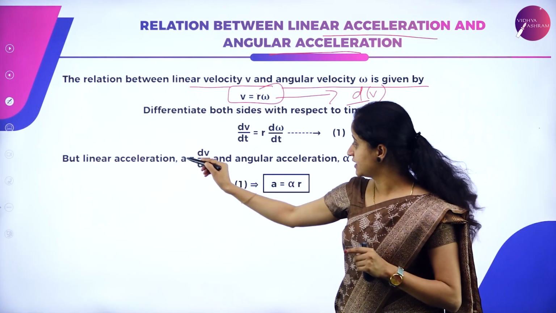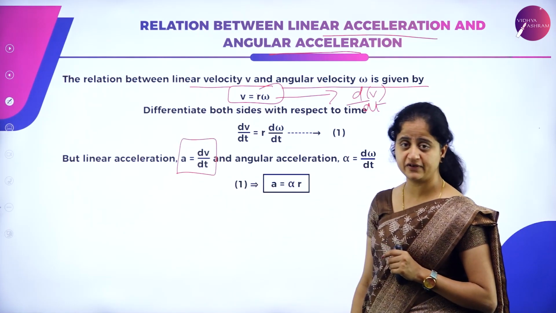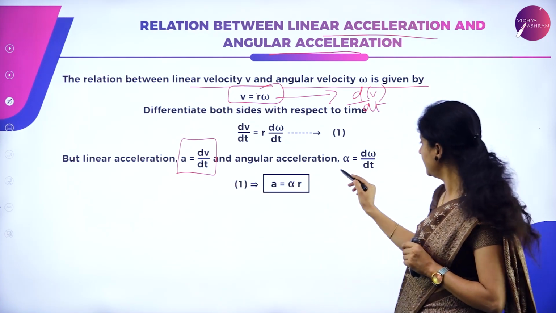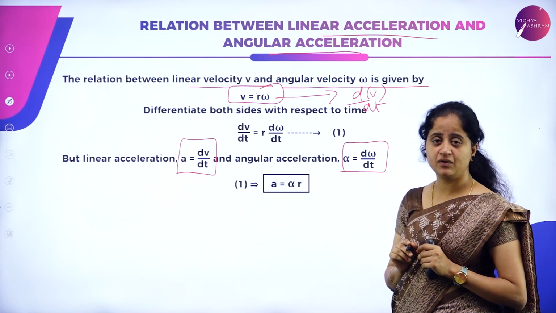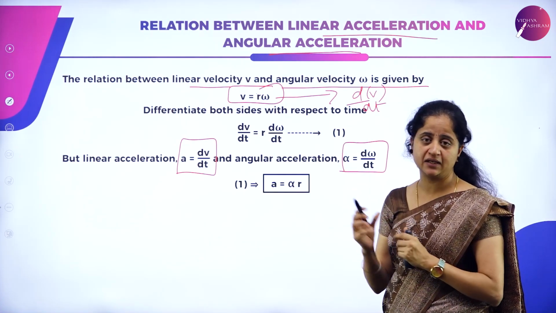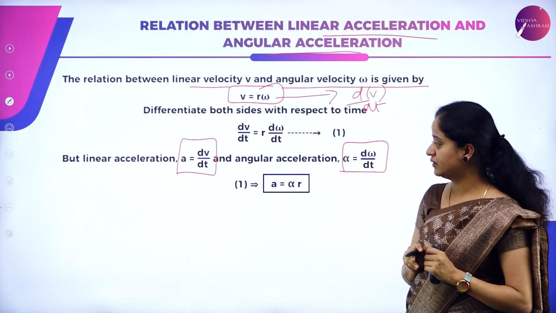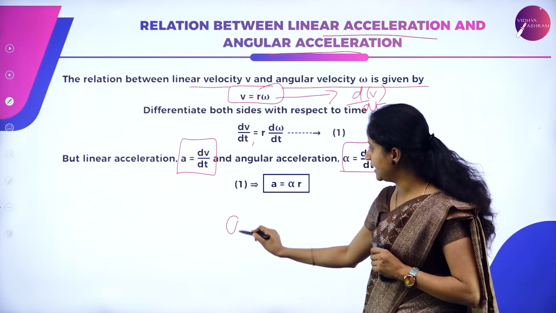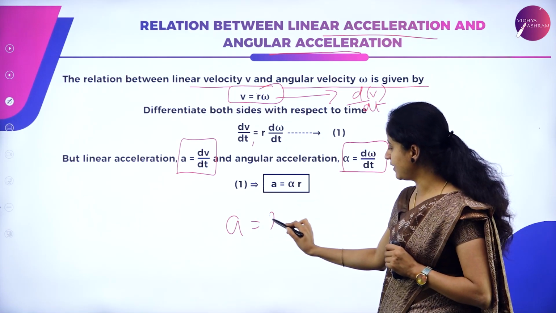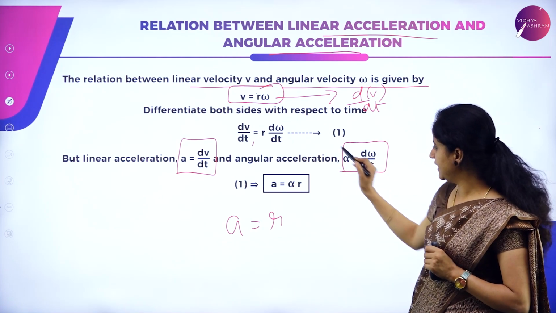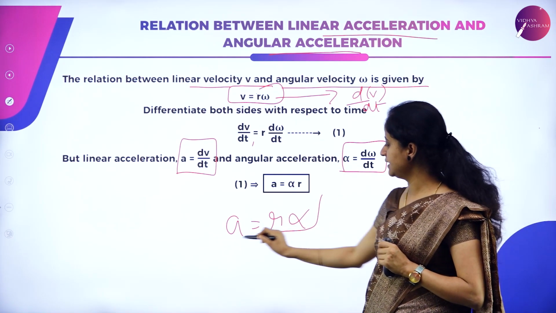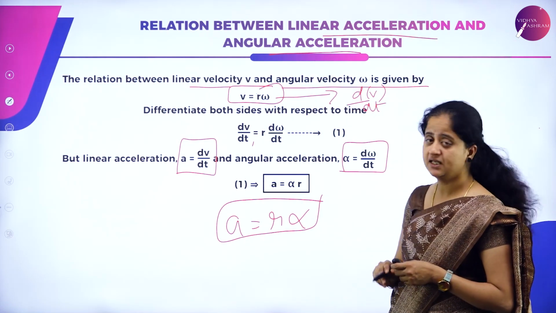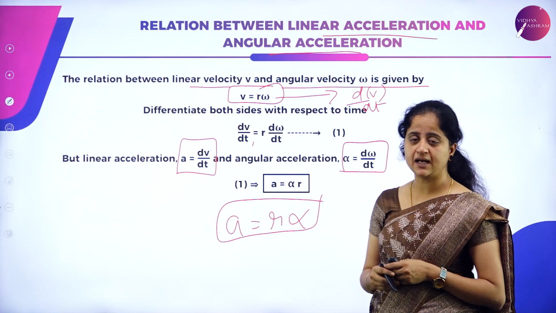But the linear acceleration is given by the rate of change of velocity, that is dv divided by dt, and angular acceleration is nothing but d omega divided by dt. What is d omega? It is the change in angular velocity. So, alpha is equal to d omega divided by dt. Here dv by dt is nothing but a, which is equal to r times d omega by dt, which is the angular acceleration alpha. So, a is equal to r alpha is the relation between linear acceleration and angular acceleration.